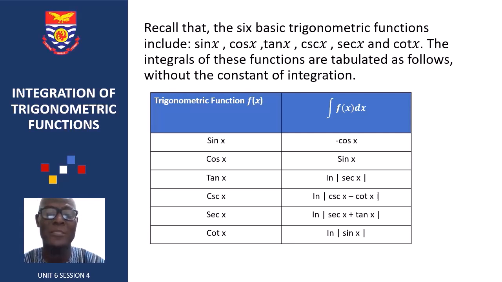When we integrate tan x, we have ln absolute sec x. If cosec x is integrated, we have ln absolute cosec x minus cot x. If sec x is integrated, we have ln absolute sec x plus tan x. And if cot x is integrated, we have ln absolute sine x.